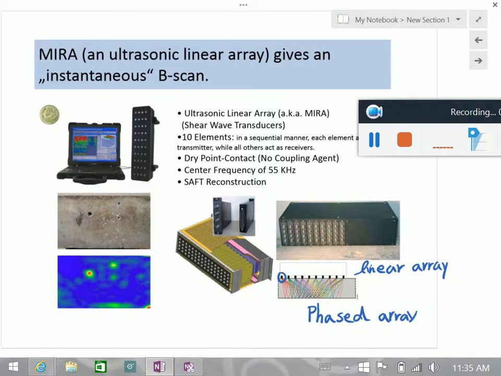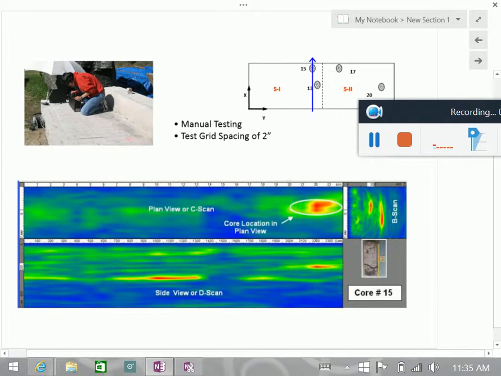But this is just a linear array. We don't apply any phase difference. And what you get from it almost instantaneously, it's also a B scan in a way. Now we talk about the analysis of this kind of data a little bit later, today or on Tuesday, but for now this is a B scan.